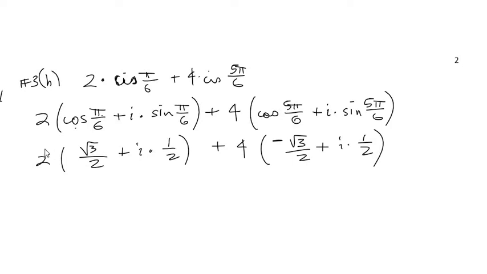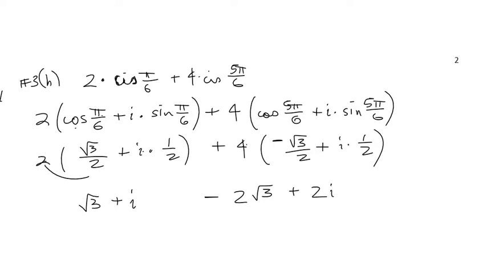All right, and now let's do the distributive property. So we got 2 times root 3 over 2 is root 3, and 2 times a half is 1, so that's 1i. And then over here we got 4 times negative root 3 over 2, so that's going to be negative, right? 2 goes into 4 2 times, so that's 2 root 3, and 4 times a half is 2 times i.